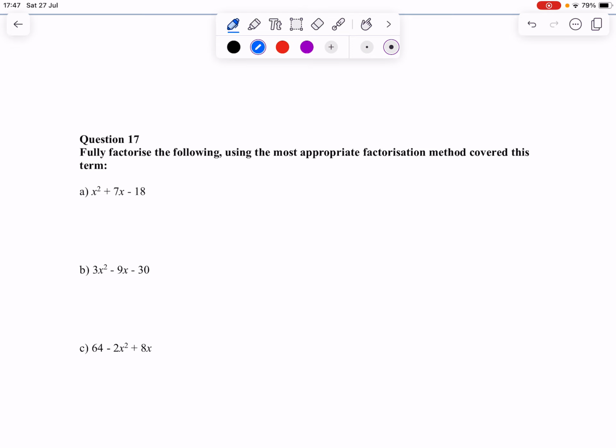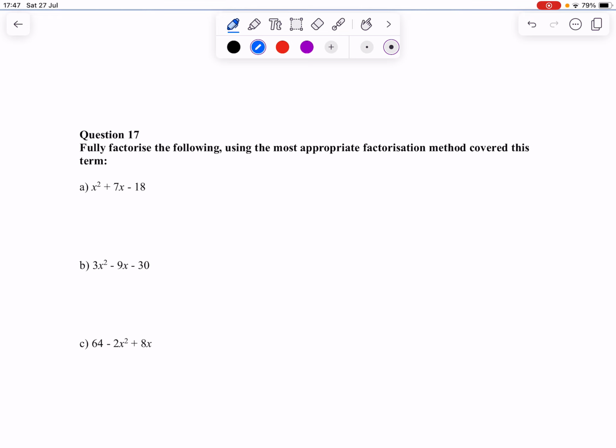Are there any common factors? There's no x in 18, so not common factors. Are there only 2 terms? No, so it's not going to be difference between 2 squares. Is 18 a square number? No, even though this is, so it's not going to be perfect square.